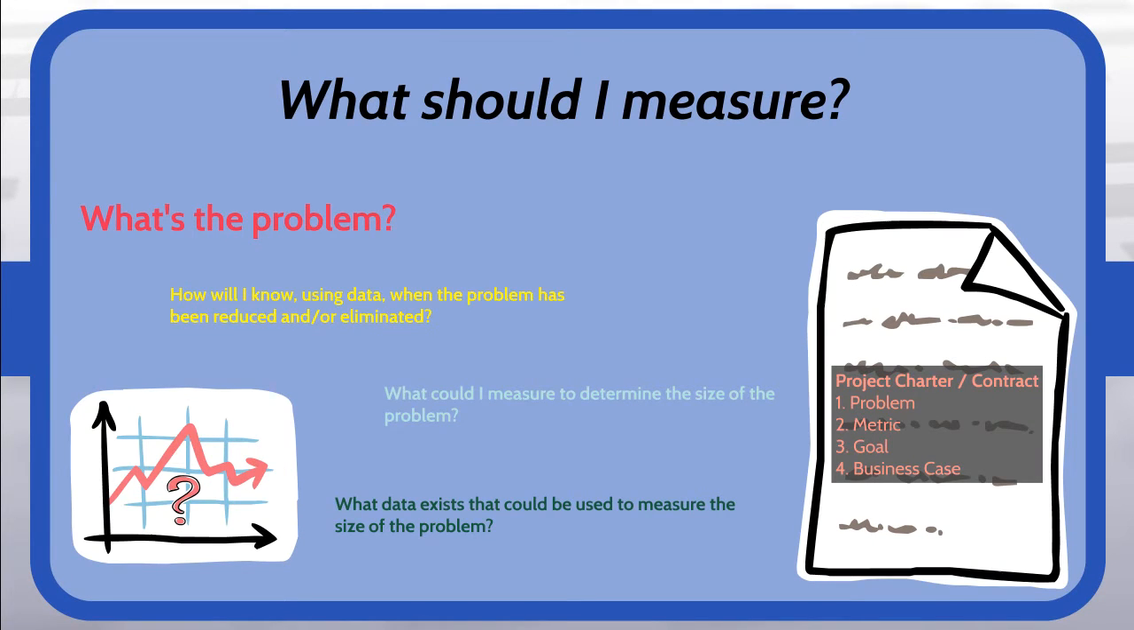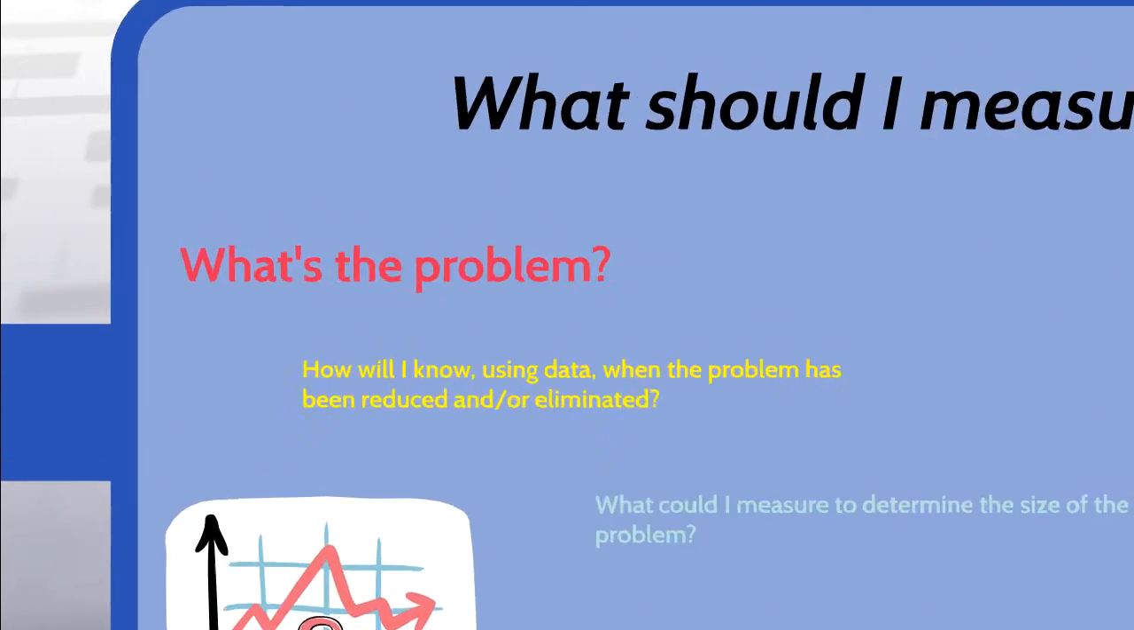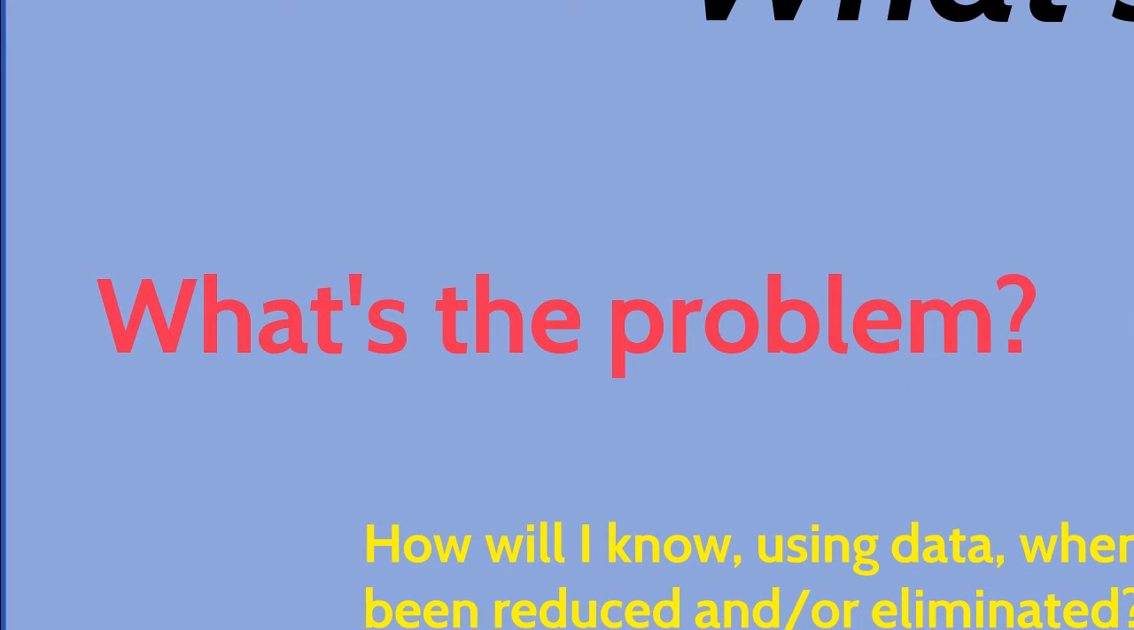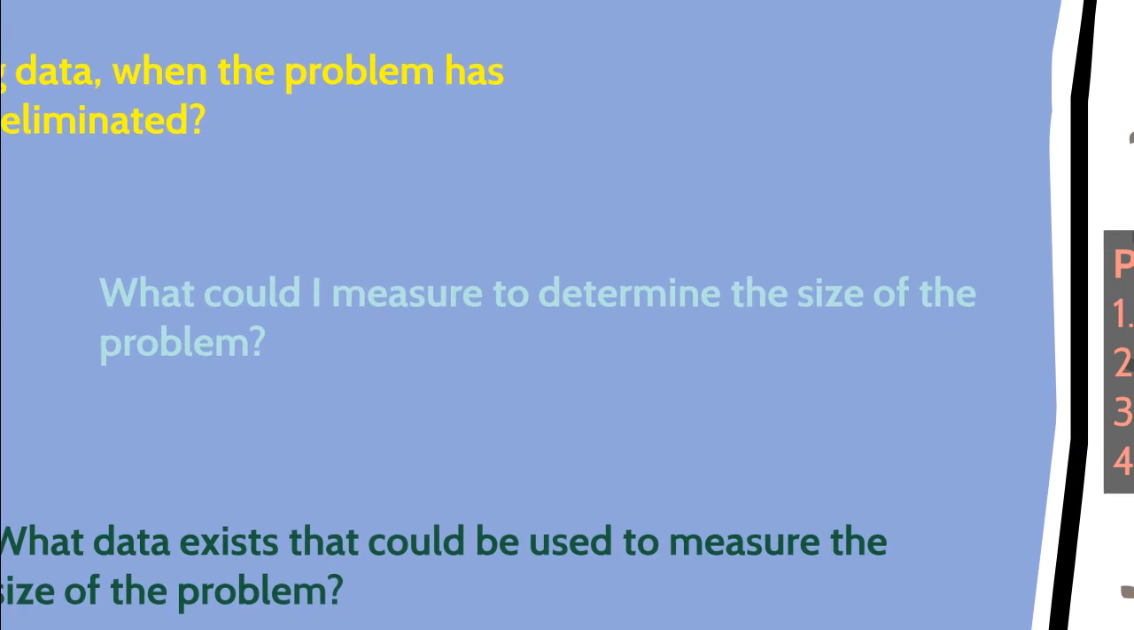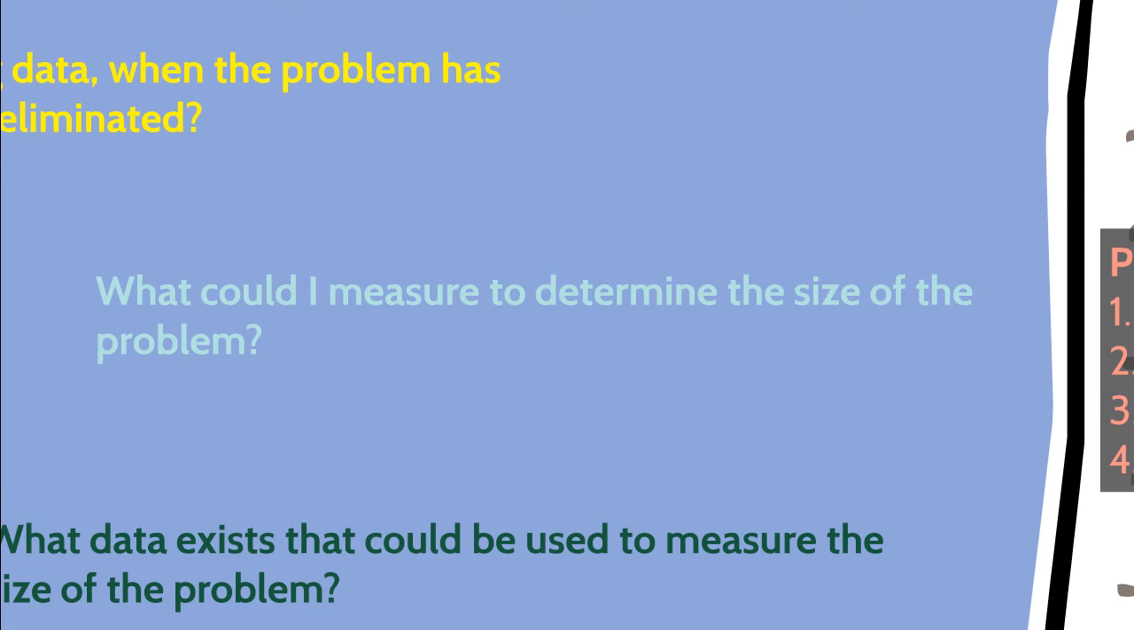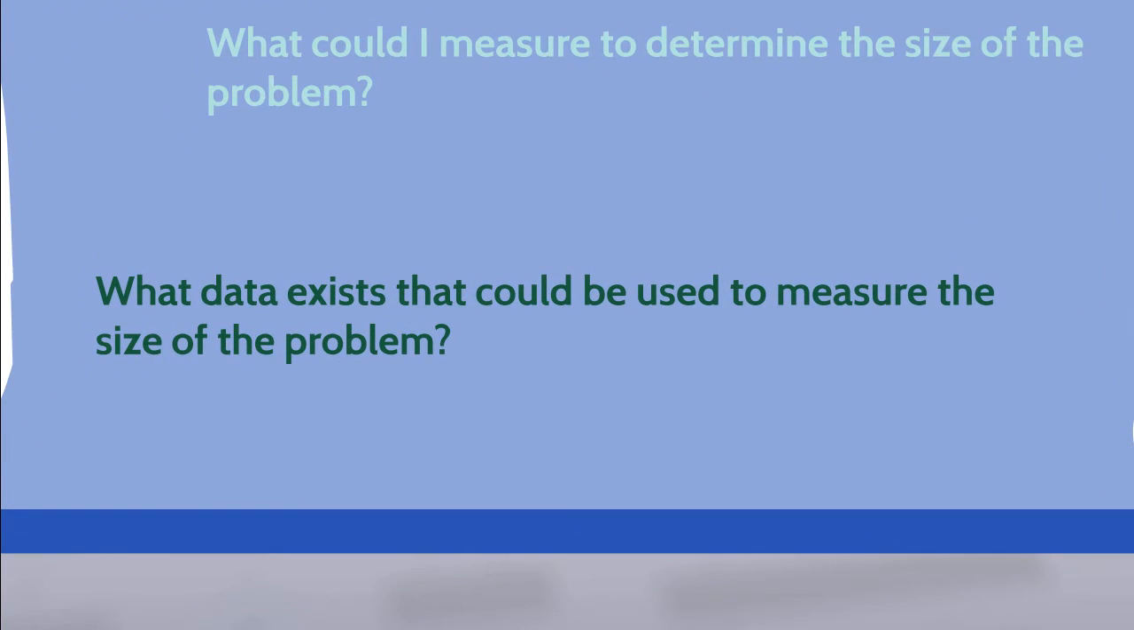The first thing we need to determine is what to measure. There are a few questions we can use to answer this question. First, what's the problem we're trying to solve? We need to first understand the problem in order to understand how best to measure it. A second question we can ask is, how will I know, using data, when the problem has been reduced and/or eliminated? A third question might be, what could I measure to determine the size of the problem? A final question to ask is, what data exists that could be used to measure the size of the problem?